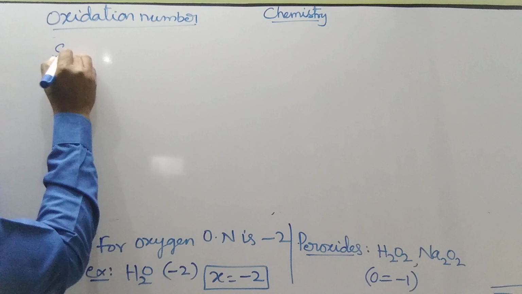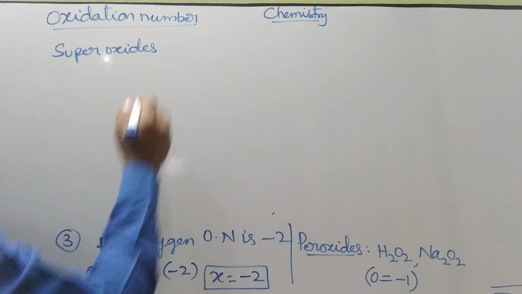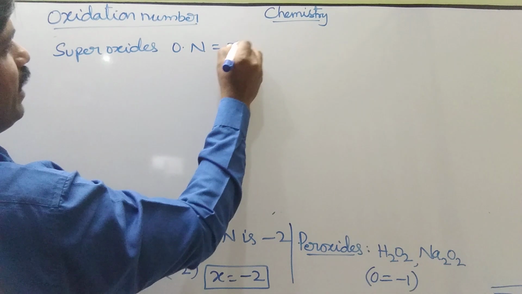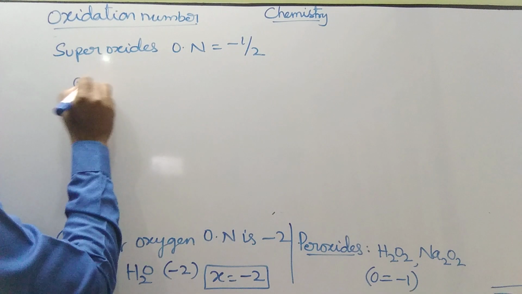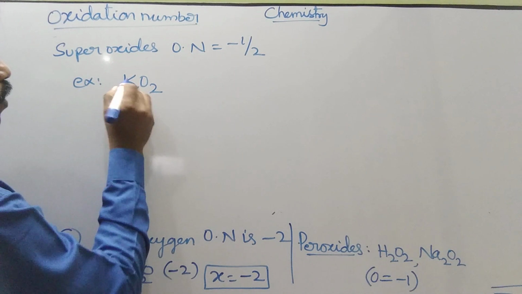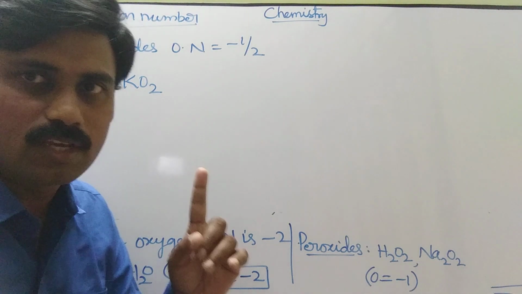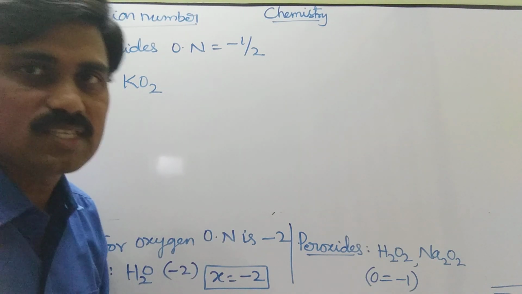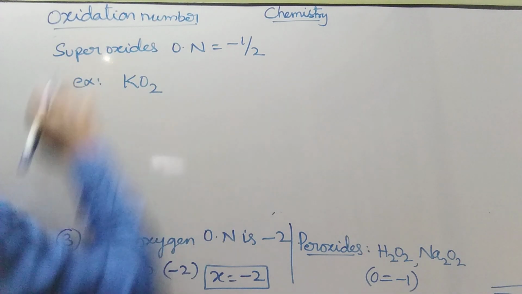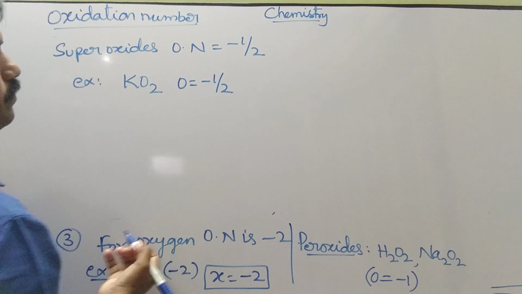Look at superoxides. In superoxides, the oxygen oxidation state is -1/2. Look at an example: potassium superoxide, KO2. In KO2, we have to calculate the oxygen oxidation state. Potassium belongs to the first A group. All the first A group elements have an oxidation state of +1. Now, in this case, in potassium superoxide, the oxygen oxidation state is -1/2.